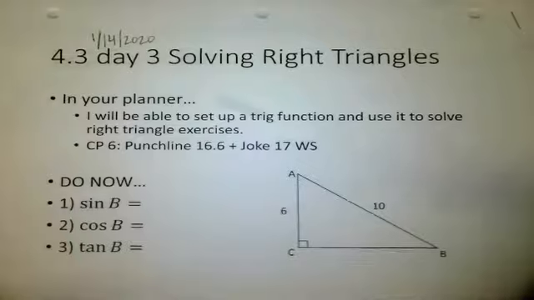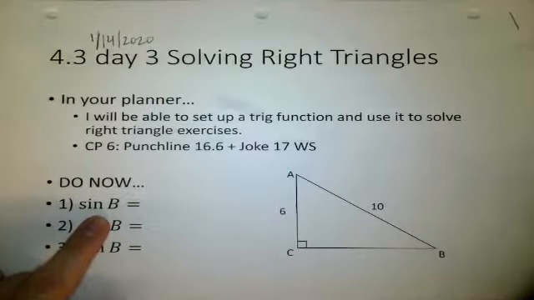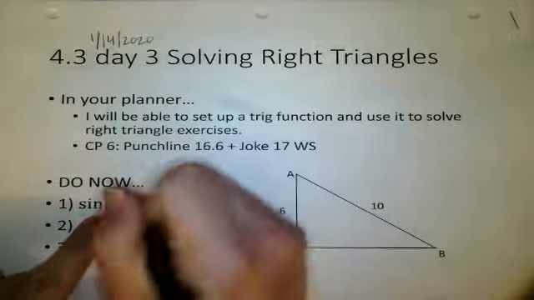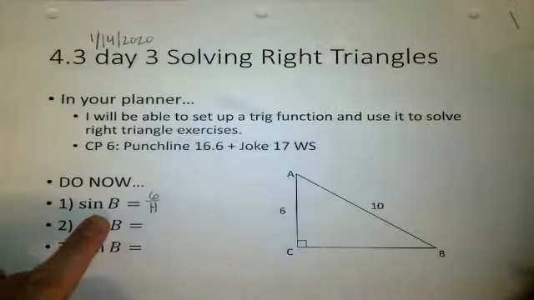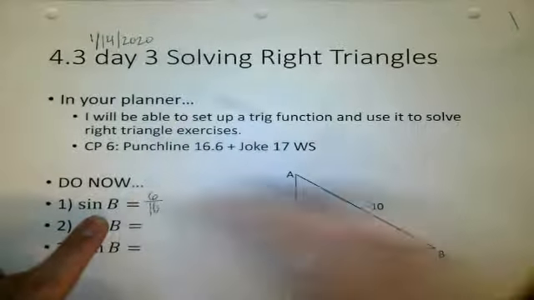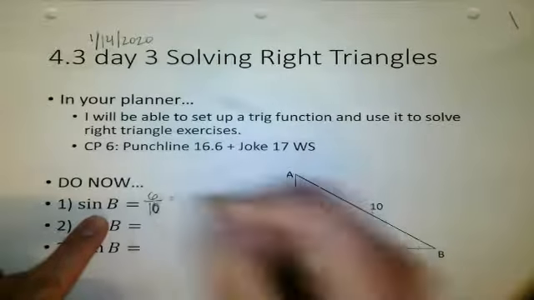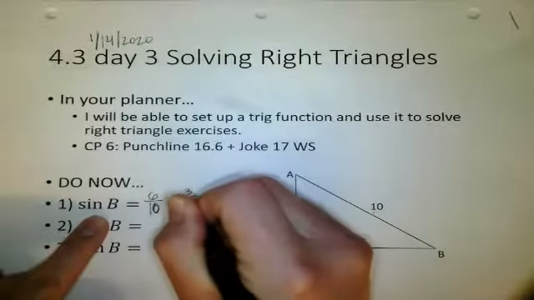Okay. What is the sine according to angle B? 6/10, opposite over hypotenuse. Oh, whoops, that's supposed to be 10. Very good, 6/10, opposite over hypotenuse, looking from angle B, and that reduces, of course, to 3/5.